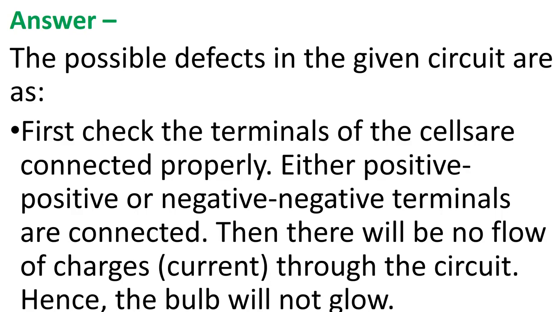Answer: the possible defects in the given circuit are as follows. First, check the terminals of the cells properly. Either positive positive or negative negative terminals are connected. Then there will be no flow of charges or the current through the circuit. Hence, in that case, the bulb will not glow.